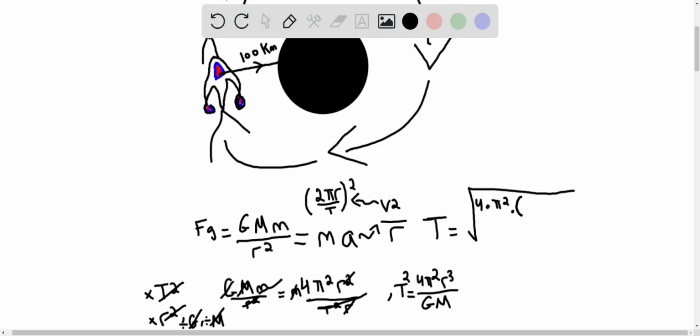The radius of the moon is just 1,737 kilometers. You want to make sure to use the same units while you're adding. Like units add with each other. It's meaningless to add meters to kilometers. This whole thing is cubed.